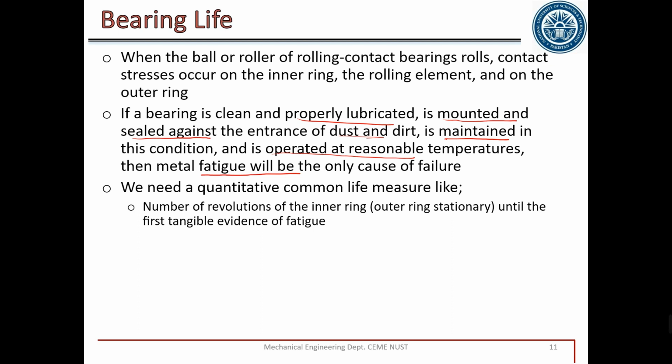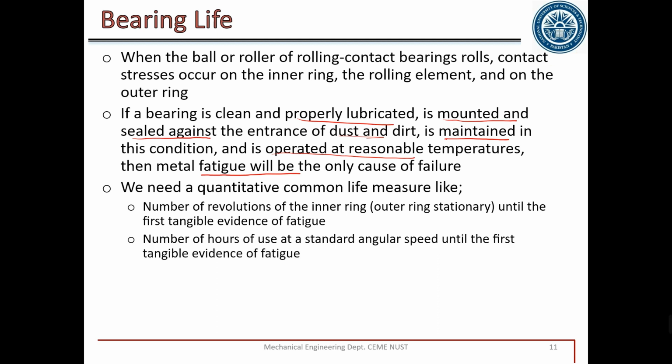For example, the number of revolutions of the inner ring. We can say that it is a quantitative measure if we know the number of revolutions a bearing can support until the first tangible evidence of fatigue. For example, a bearing which can support 1 million revolutions is better than a bearing which can support 500,000 revolutions. So that is a quantitative measure.